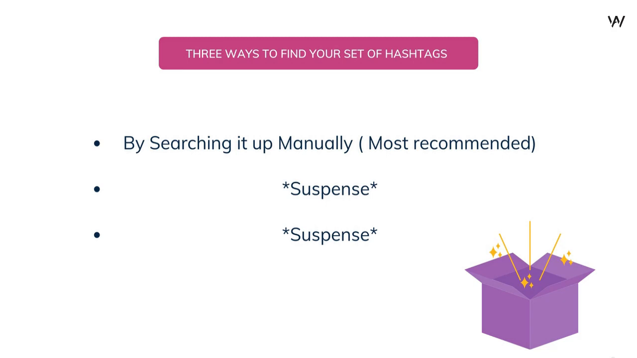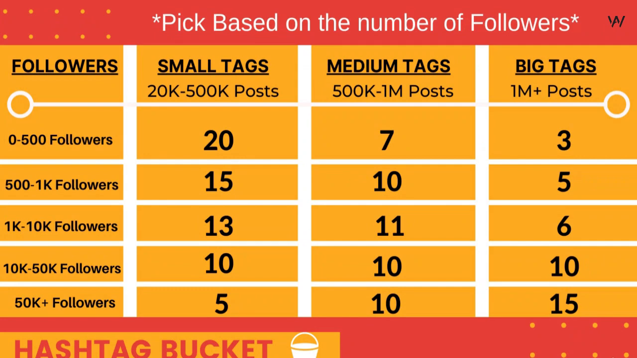The first method to find the right hashtags is to search for them manually in the Instagram search engine. This is the most recommended way to find the right hashtags for your Instagram page. So I'd be using the other 2 methods if and only if I can't find the right hashtags using this first method. Okay, now in order to find the right hashtags manually, we'll be using the hashtag bucket that you see on the screen. So let's learn how to use this hashtag bucket.